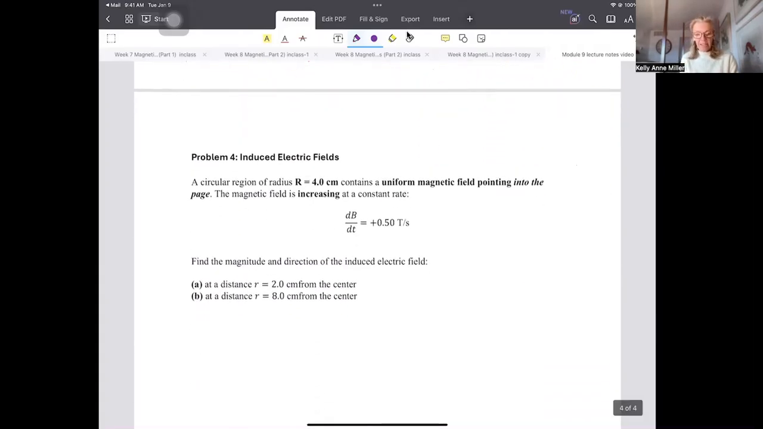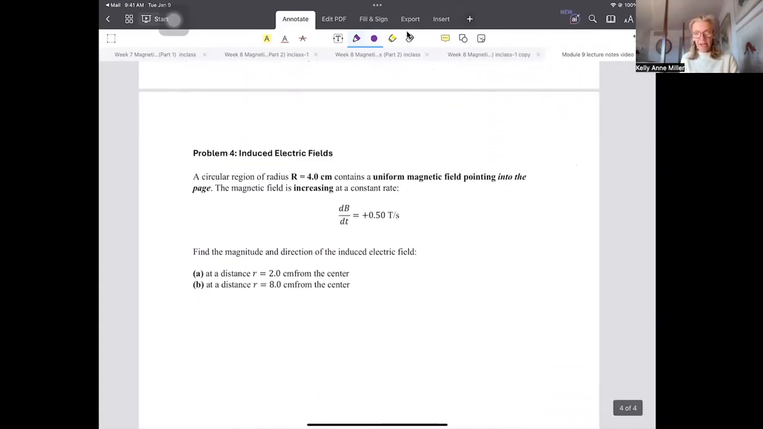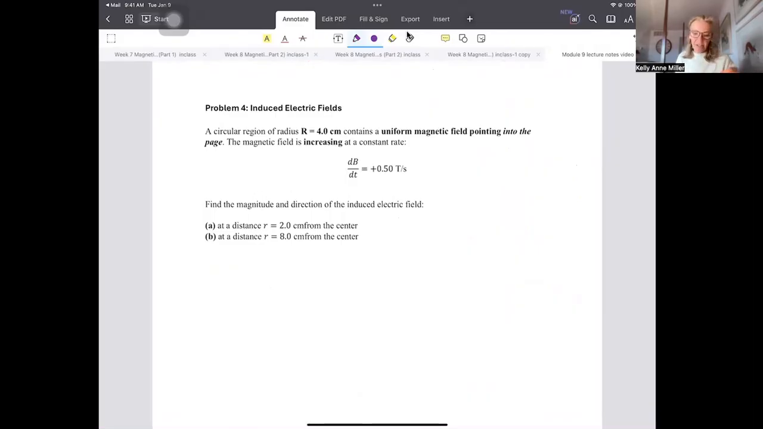Okay, last question. This one is dealing with this idea that if you have a changing magnetic field, you automatically induce an electric field. And this explains Faraday's law. It explains where that induced current comes from. It comes from this non-conservative electric field that is generated by the changing magnetic field.